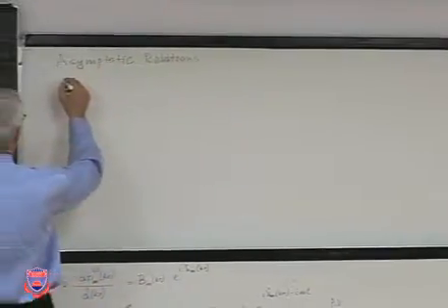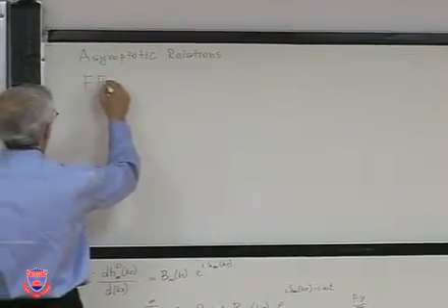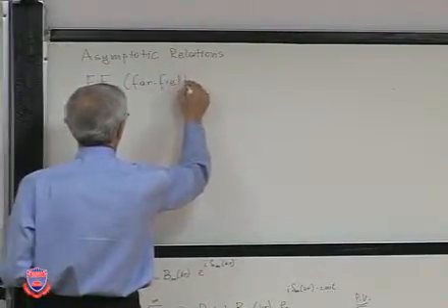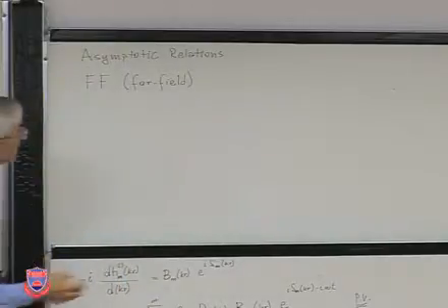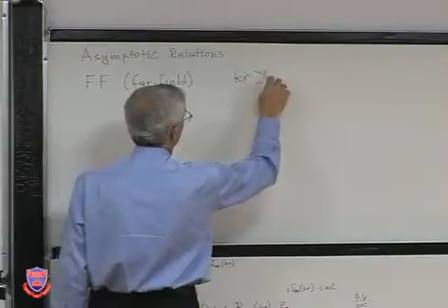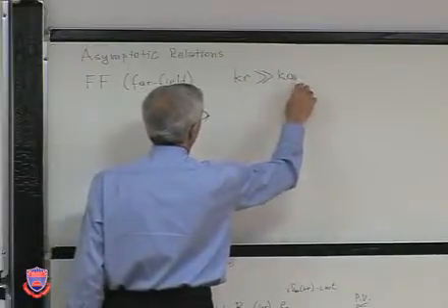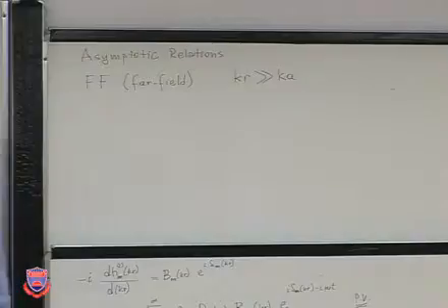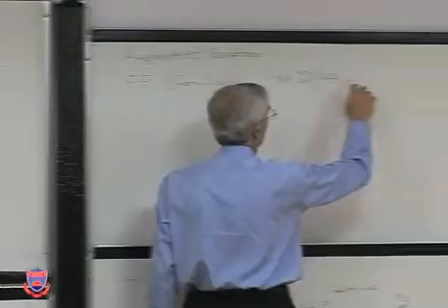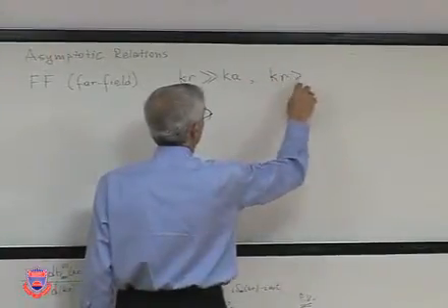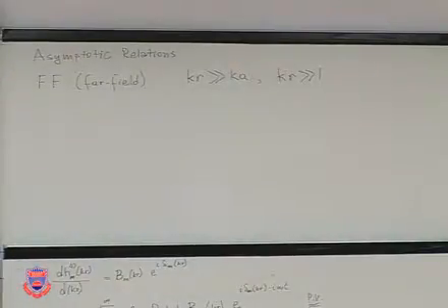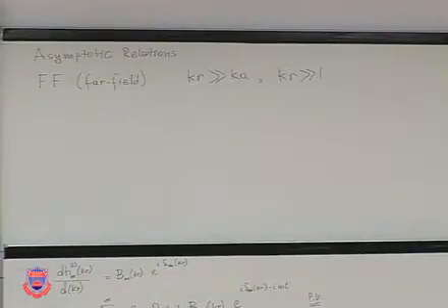So for this case, first of all, we say far field. How would you define far field? Far field usually is defined as Kr being much larger than Ka. And what that means is r is much larger than a, and also Kr much larger than 1. Okay? That again suggests, what does it suggest?